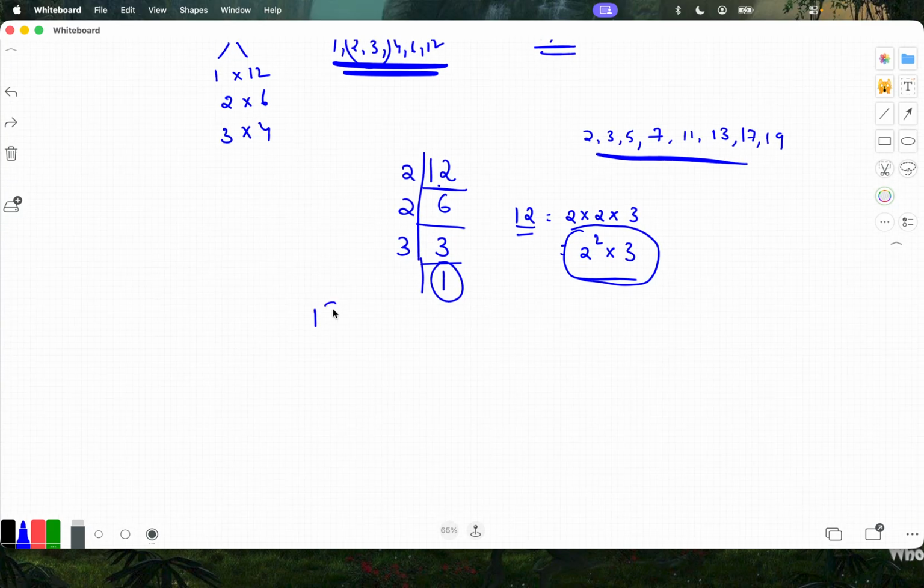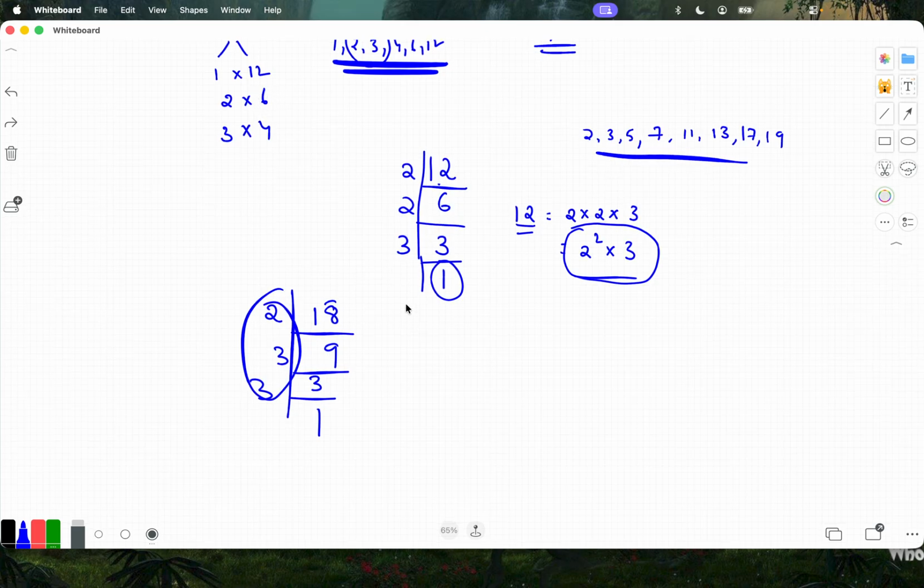So 18. First, smallest prime number. Smallest prime number is 2. 2 into 9. Next, 3 into 3. Next, 3 into 1.